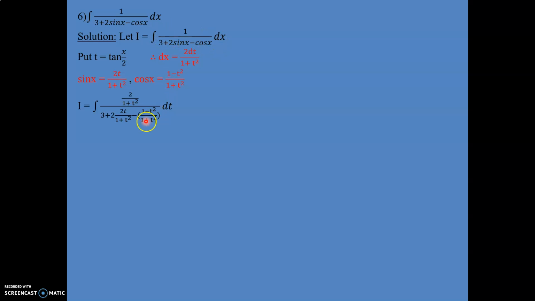question, that is I is equal to integral 2 upon 1 plus t square upon 3 plus 2 into 2t upon 1 plus t square minus 1 minus t square upon 1 plus t square dt. Now this I is equal to 2 upon 1 plus t square upon 3 into 1 plus t square plus 4t minus 1, that is minus 1 minus into minus is plus, that is plus t square upon 1 plus t square. Both the denominators of this question are the same, so we can cancel 1 upon 1 plus t square and 1 plus t square. So 2 upon 3 plus 3t square plus 4t minus 1 plus t square.